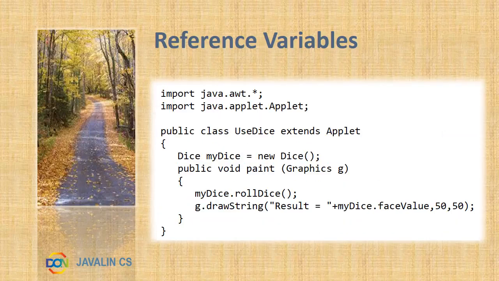Here we have the program which actually uses our dice objects. So it's the usual sort of import statements at the beginning, and then we have our public class useDice extends applet as usual. And then we have dice myDice equals new dice, which declares and instantiates our dice object. Then we move into our paint method, and the paint method runs the roll dice method. So that rolls the dice, and then we have a drawString to display the result of that dice roll.